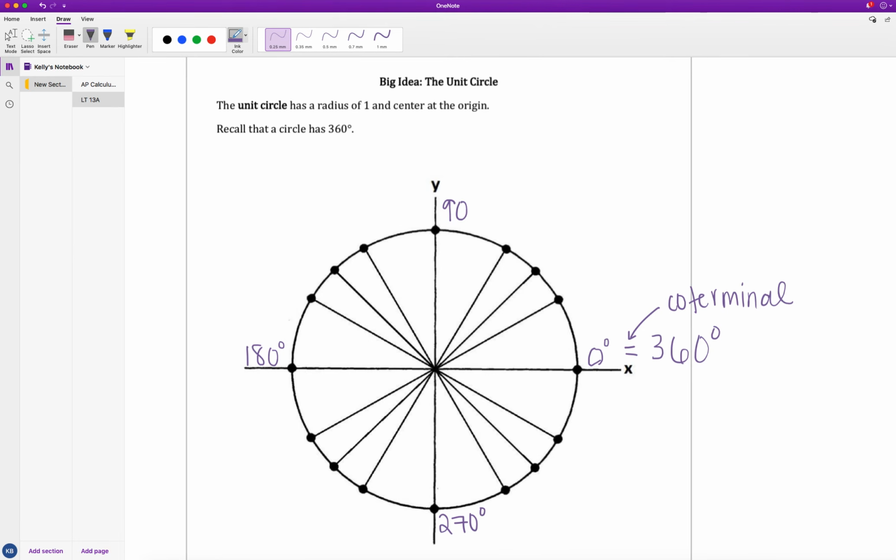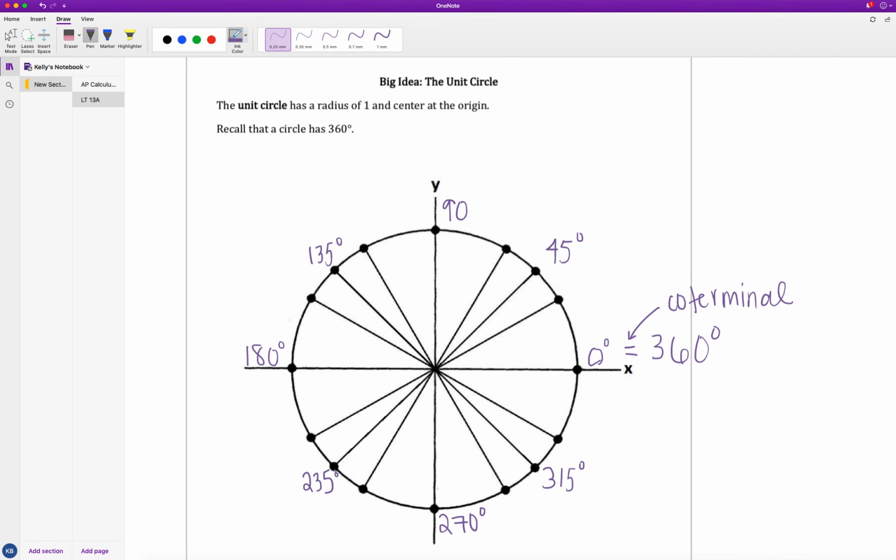Now let's find all the angles in between. This value in the middle is halfway, so halfway between 0 and 90 would be 45 degrees. We're seeing an angle that looks familiar from some of our triangles from before. If I do the same thing on all the halfway points, halfway between 90 and 180 is 135 degrees. Halfway between 180 and 270 would be 225 degrees. And halfway between 270 and 360 would be 315 degrees.